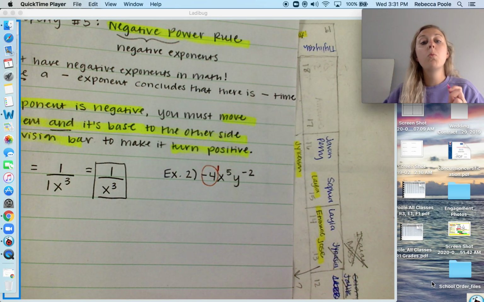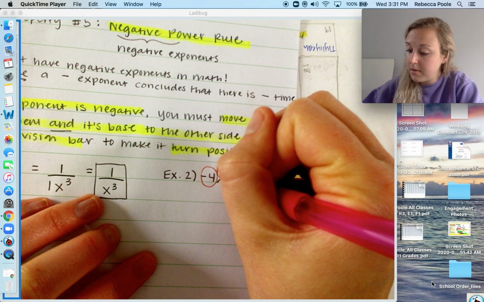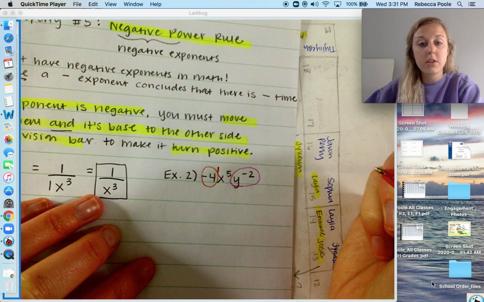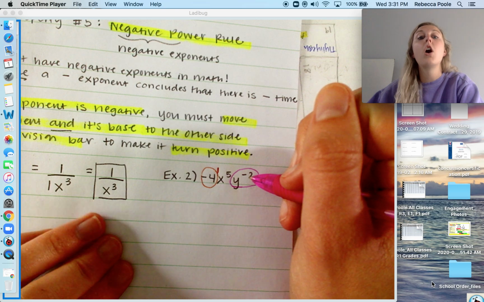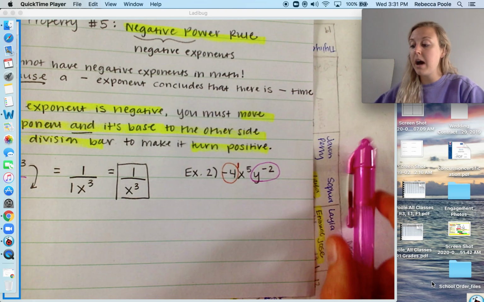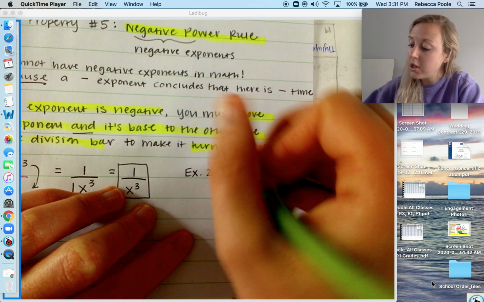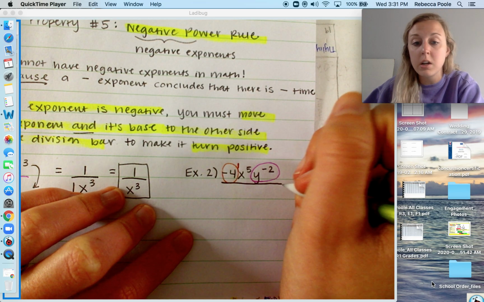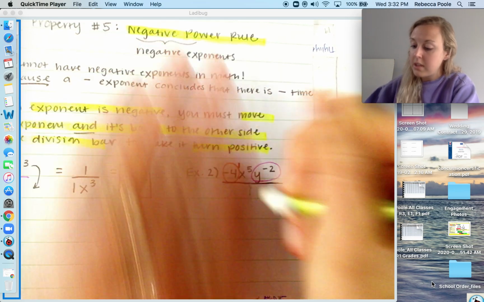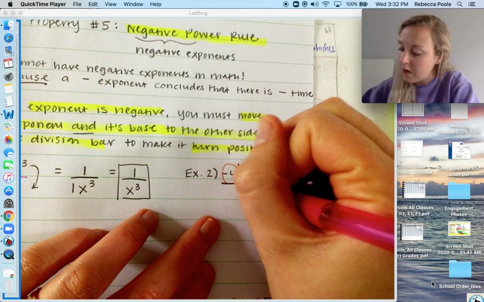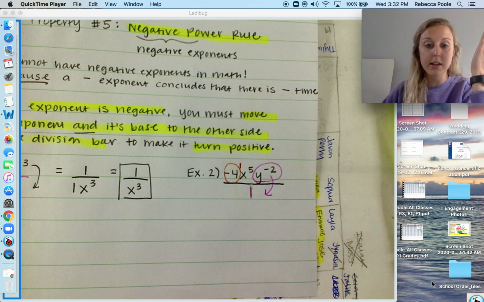Okay. Which one of these bases has a negative exponent? Good. This one right here, right? The y to the negative 2nd. So we have to move that to the other side of the division bar to make it positive. Now, we don't have a division bar that we can see. Think about your slope, your rise over run. If there isn't a run, it's over an understood 1, right? I'm going to do this in pink so y'all aren't like, where did that come from? And now we're going to move this down here, and it should turn positive, right?